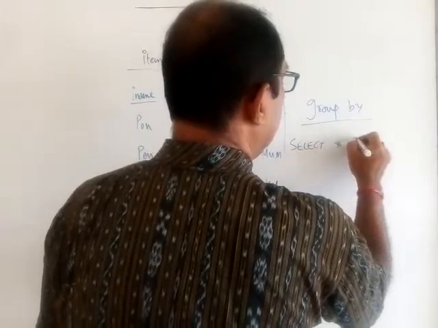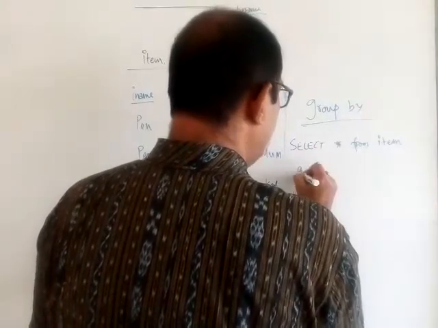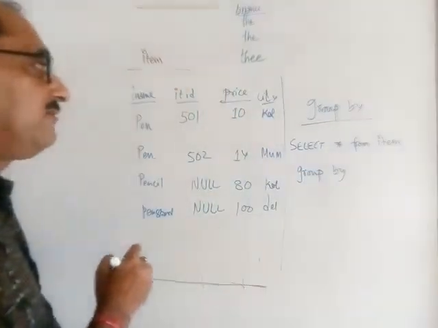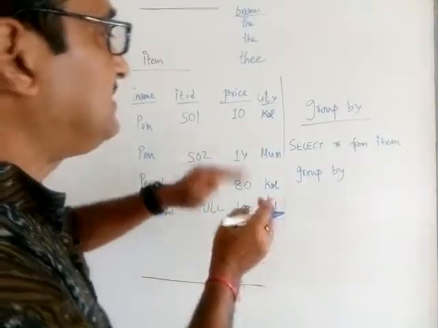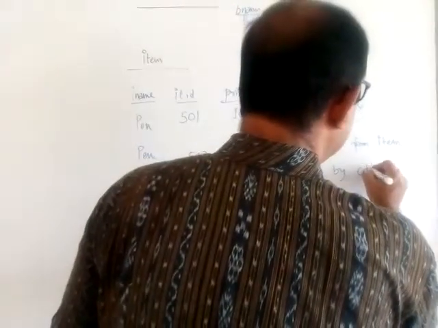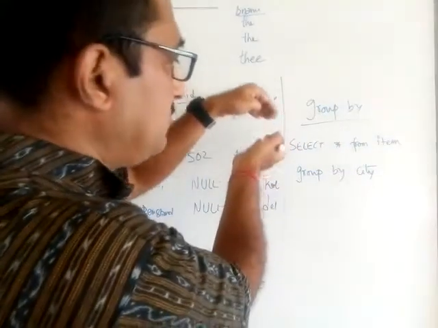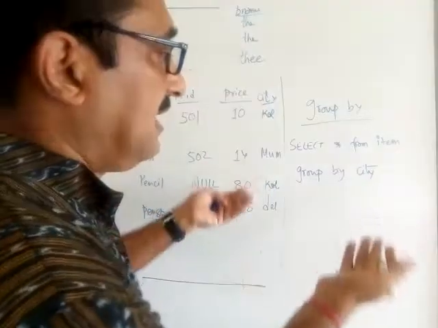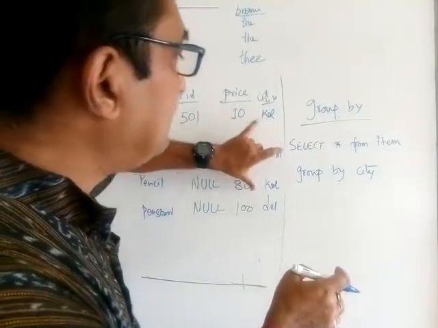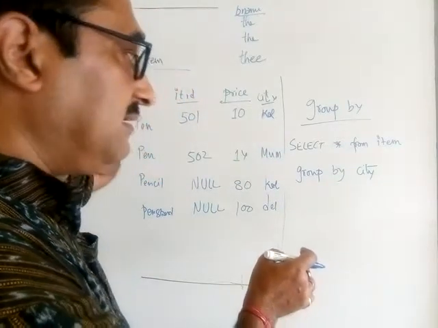select star from item, okay, group by what? I wanted to have city wise, fine. So we can write group by city, fine. So what will happen? All the Kolkata things will be put together. Now how do I want to display? I wanted to display, say, only the things which are available in Kolkata. Okay. So group by city.